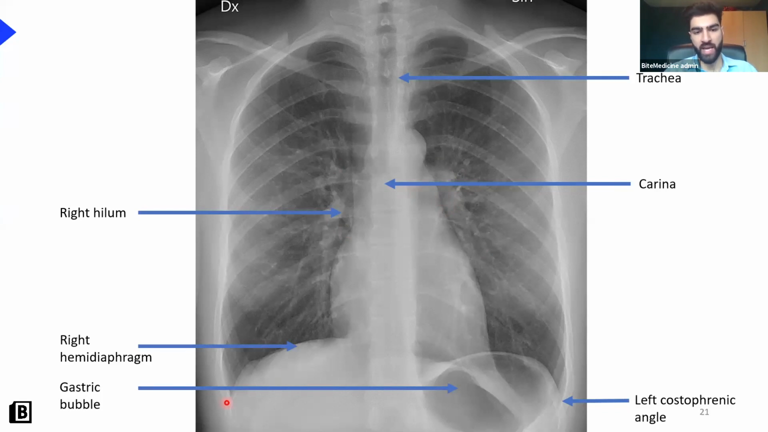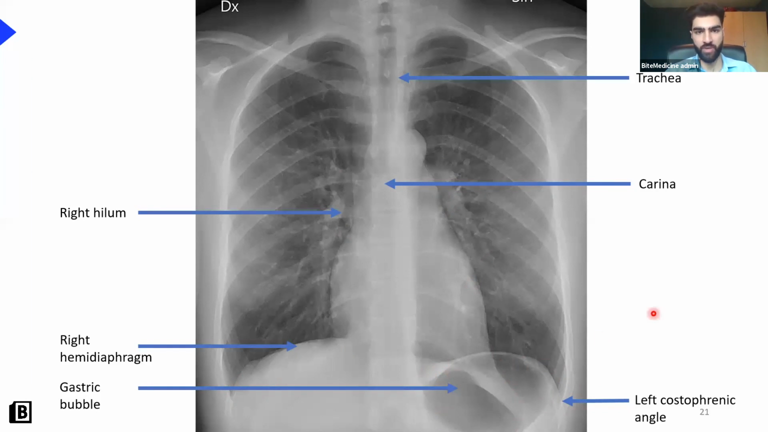You have the right hemidiaphragm and the left hemidiaphragm. These sharp bits here are called the costophrenic angles. And then we have the gastric bubble. So don't get confused. This isn't pneumoperitoneum. This is the stomach. This is air within the stomach. You can see it's well contained. It's very circular. This is called the gastric bubble.